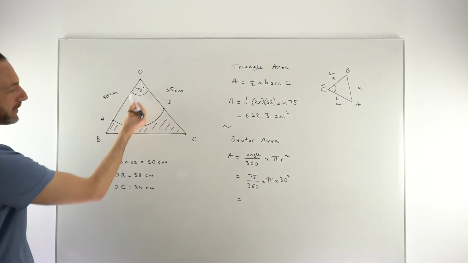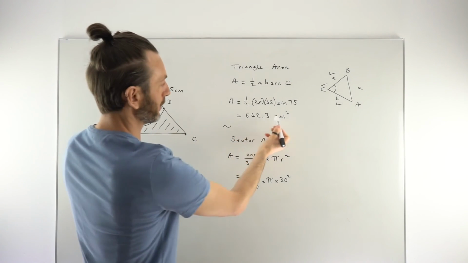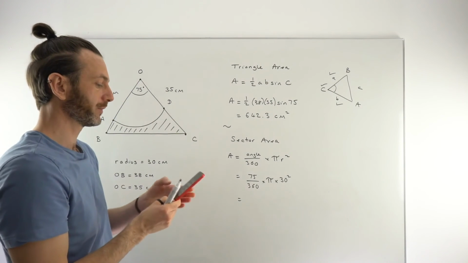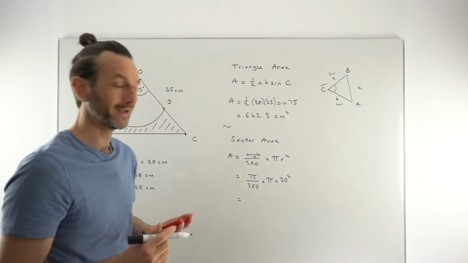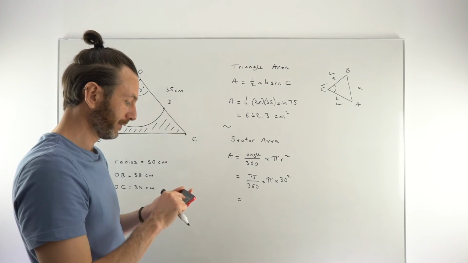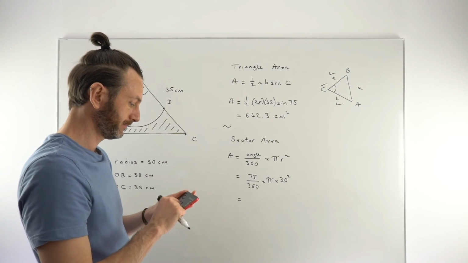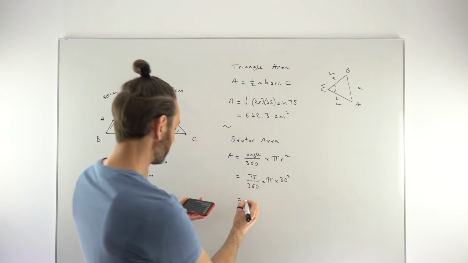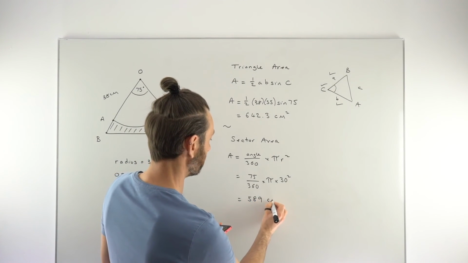So obviously the sector area is smaller than the triangle area. So the triangle area came out to be this number, so we expect this to be a slightly smaller number. That'll give you an indication whether you've performed the calculation correctly or incorrectly. So just putting these into the calculator carefully again. Okay, so my one here comes out to be 589, and again, that's going to be centimeters squared.